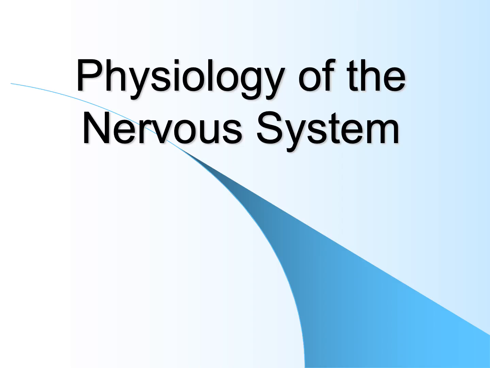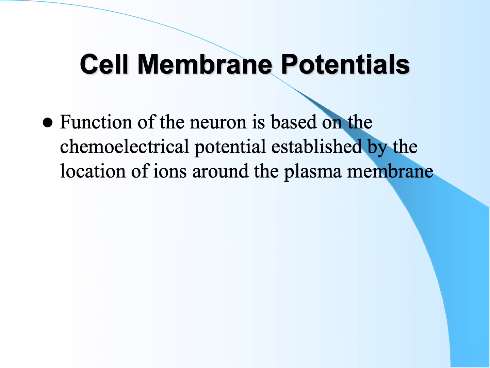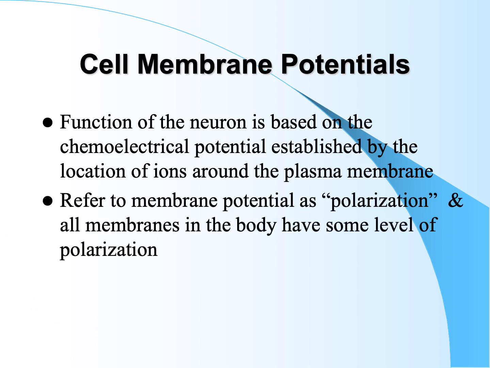So let's talk a little bit about the physiology of neurons and the nervous system. And we're going to start with a quick review of the cell membrane potential issues. When we're talking about cell membrane potentials, what to remember is that all the function of the neuron is based off of the chemoelectrical potential that's established across the plasma membrane. And this is going to lead to polarization.